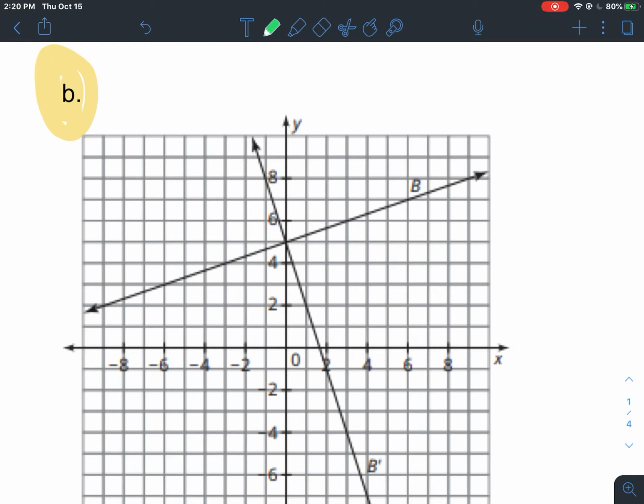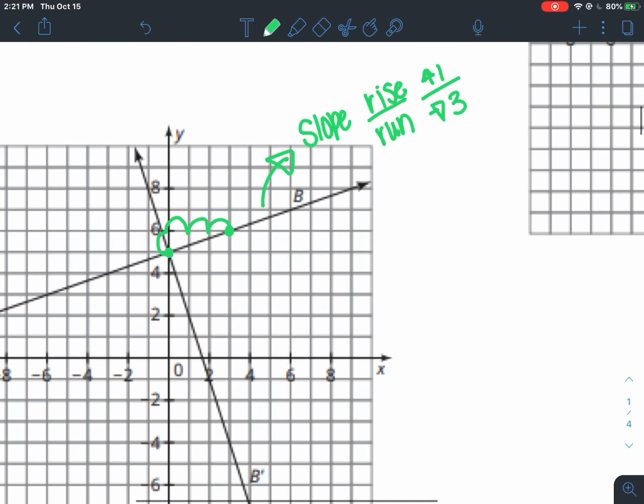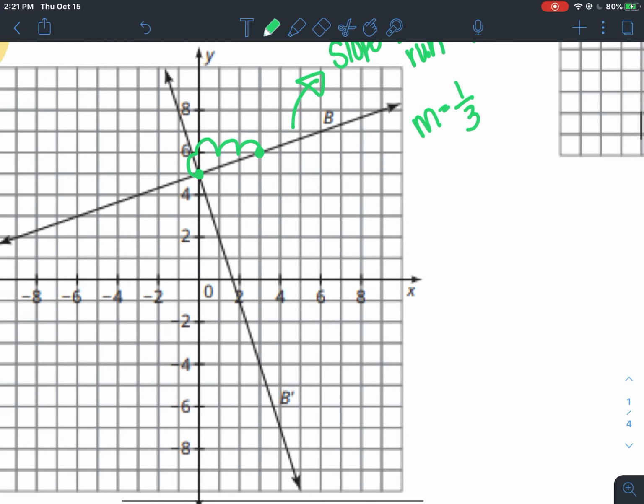So we're going to find nice points here. So this is a nice point, and this is a nice point, and we're looking at line B. Okay, so the slope is rise over run. Okay, so how many did we go up? We went up 1, and we went right 1, 2, 3. So my slope equals 1/3, okay?